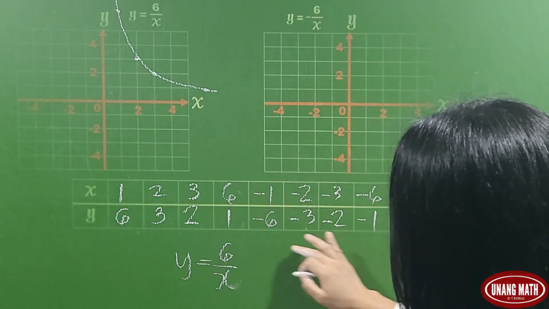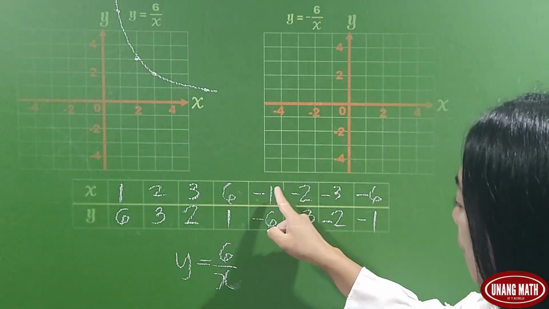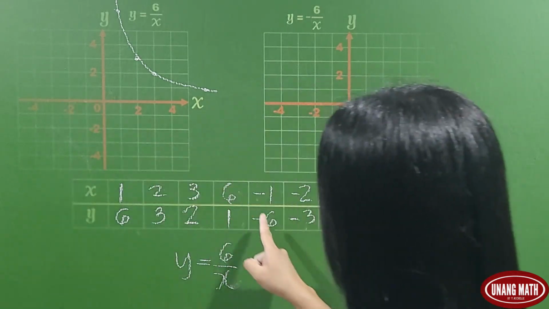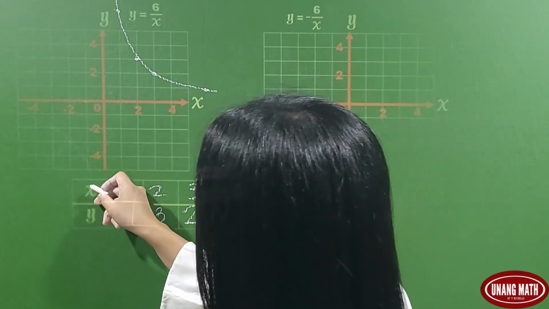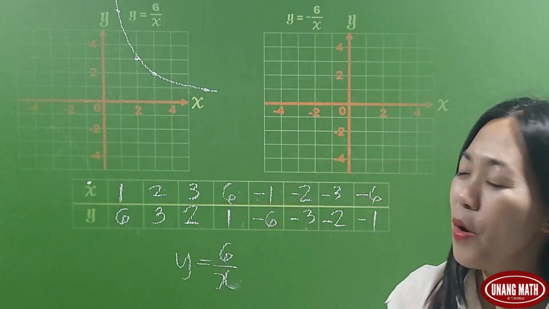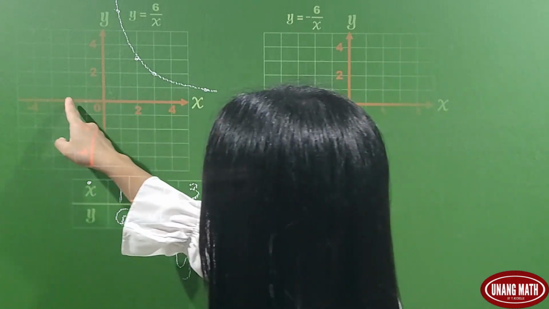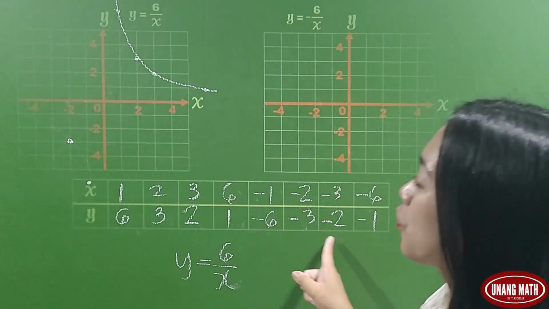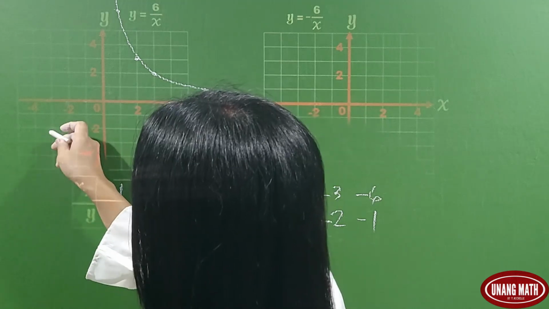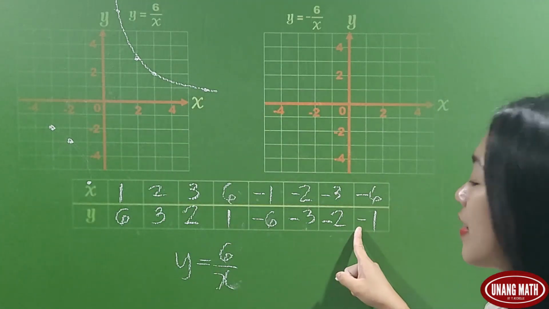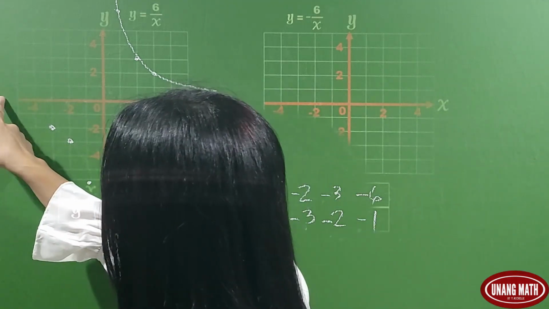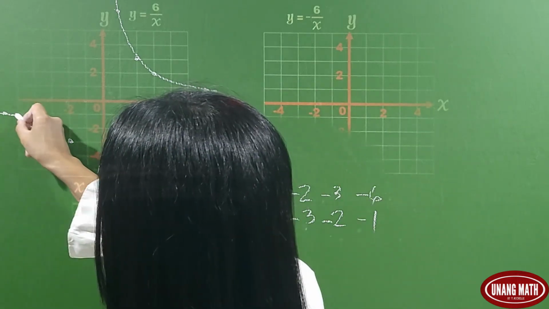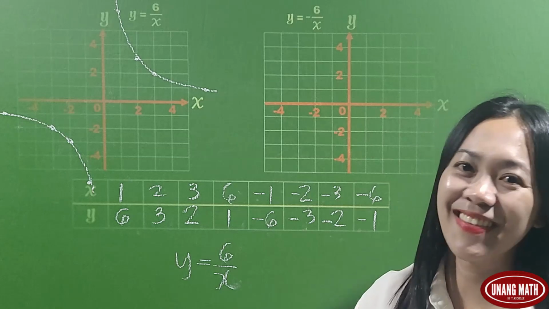Let's plot these points in this coordinate plane. So negative 1, negative 6. Negative 1 is the x-coordinate, y-coordinate is negative 6. So the point is here. What about negative 2, negative 3? Point is here. Next is negative 3, negative 2, so point is here. Negative 6, negative 1. Negative 6 is the x-coordinate, negative 1 is the y-coordinate, so point is here. And then the graph looks like this.